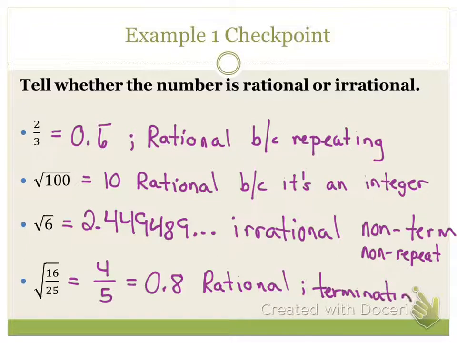All right, anybody get all four of those right? Any questions? All right, so this is a very important part of the lesson, being able to determine whether a number is rational or irrational and being able to tell me why, not just a guess. 50-50, okay, let me see, irrational. No, that's not going to cut it, okay? You've got to be able to tell me why.